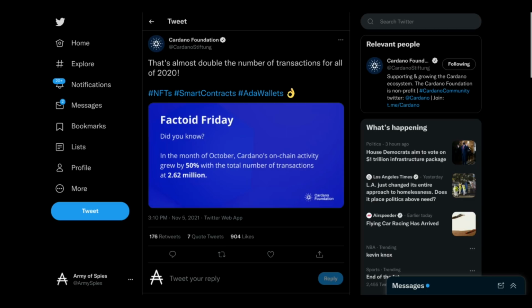And guess what? dApps aren't even really on the chain yet. What happens when dApps go on the chain? Are we going to see this crazy growth that dwarfs what we're seeing here in this robot fact a day? I think we're about to find out.